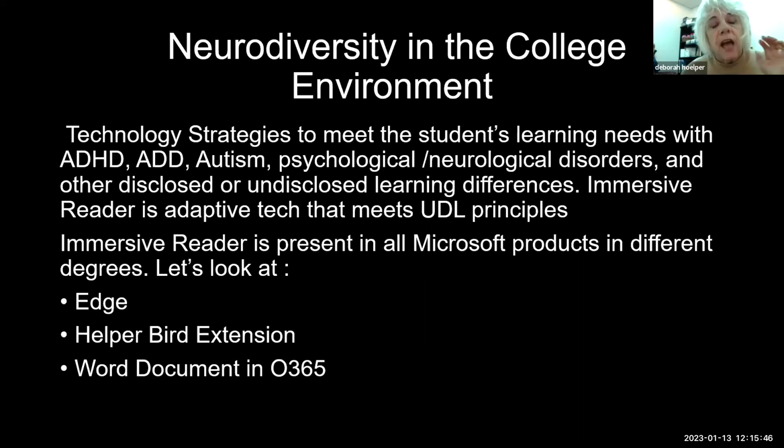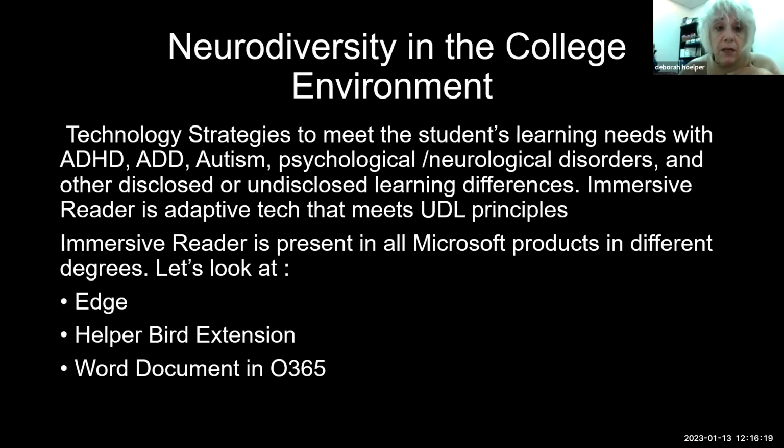So to help us support this neurodiverse student that would come to us, technology strategies are here to meet the learning needs. So when we look at neurodiversity, we're thinking about ADHD, ADD, autism, psychological, neurological disorders, and also technology helps support other disclosed or undisclosed learning differences.